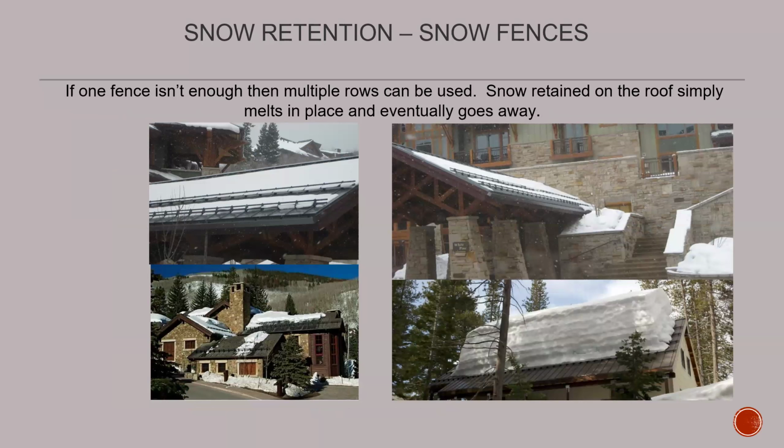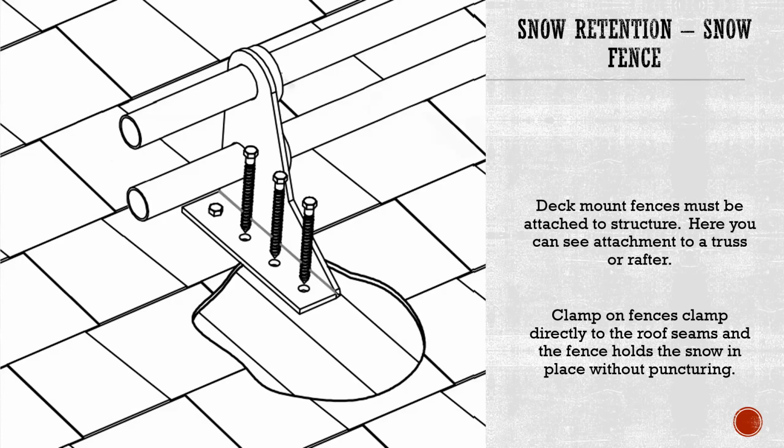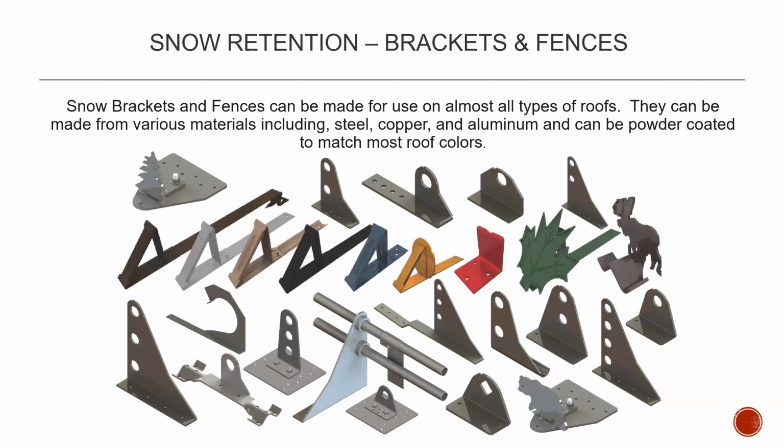So the perfect example of does snow retention work is that bottom right photo. That's about 6 feet of snow on a 2-bar system being held in place year after year with so much snow. So deck mount fences, as I mentioned, those go into structure. This is just a basic example of that. These brackets and fences can be made for almost all different types of roofs and from various materials. So I can't speak for competition, but I know that steel, copper, and aluminum is going to be your most common snow brackets that are out there, and they can be powder coated to match most roof colors as well.